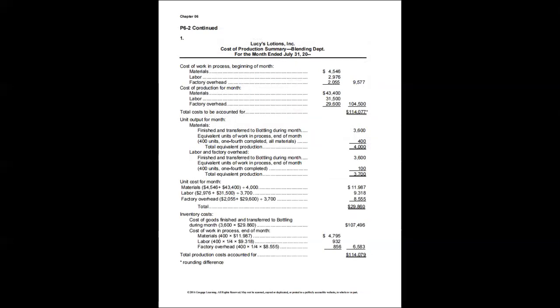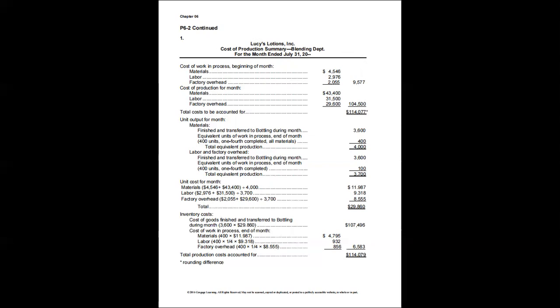So we have now the cost of the work in process beginning of the month found in the report in June. We have now the cost of production for the month as given in the problem, the cost of materials, labor, and factory overhead. So the total cost to be accounted for is 114,777. For the unit output for the month, finished and transferred to bottling is 3,600 units, and then we have the work in process at the end of the month of 400 units.